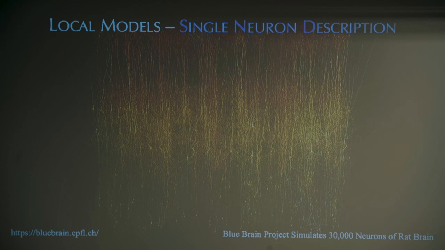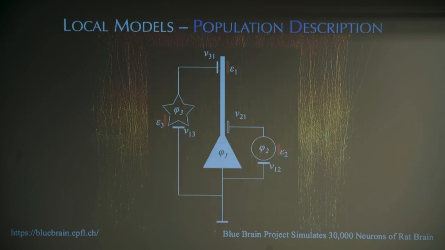To describe the behavior of such a piece of cortex, we can summarize that by using a mean field approach, and then we would end up with something like this, where we have the projecting neurons here, the pyramidal cells, and then excitatory and inhibitory interneurons.